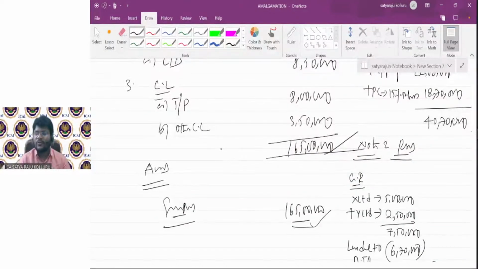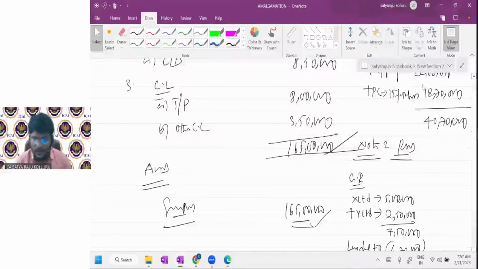That is the reason why I told you, if any problems are asked in case of amalgamation in the nature of merger in the exams, the problem is dead easy. You can take very less efforts to complete the entire problem. That's it, guys.